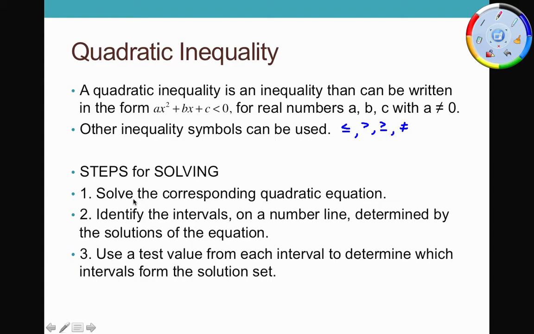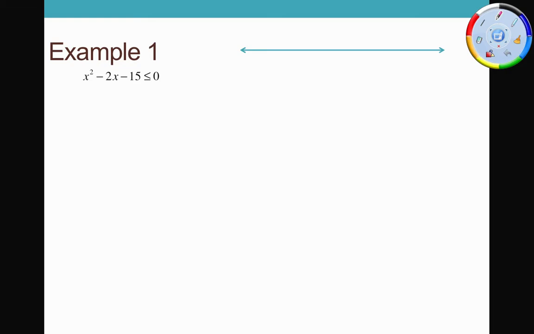So our steps for solving: we want to solve the corresponding quadratic equation. We want to be able to identify the variables on a number line. Okay, so let's go back to step one. We're going to take the inequality that you see here, and we're going to convert it to an equation, solve it using our methods that we know how to do. Then we'll plot those solutions on a number line, identify the variables, and solve the equation. So we'll use a test value for each interval to determine the solution set. So let's get started.